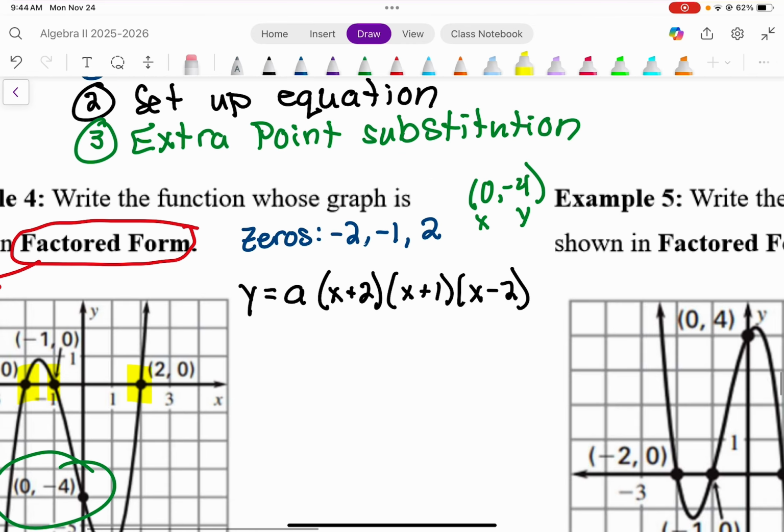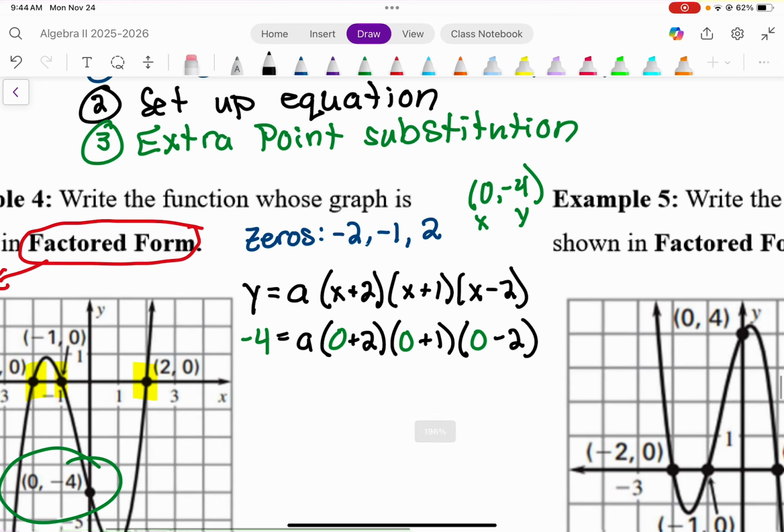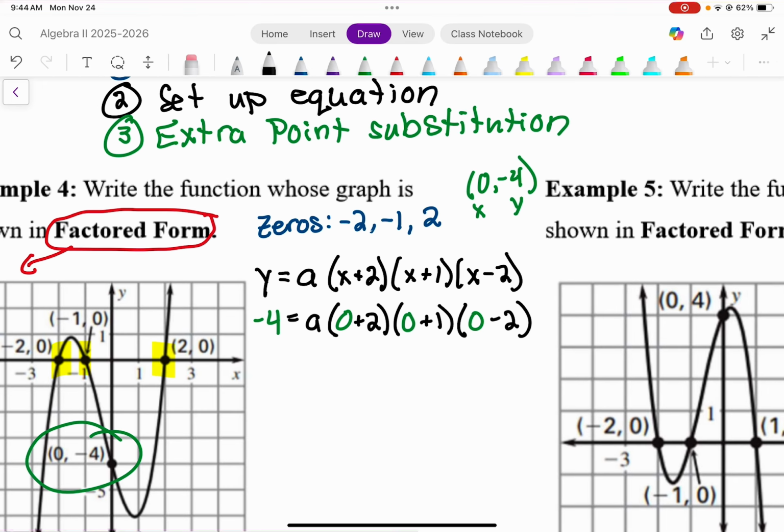All right, so now we can plug this in. So for x, we're going to put 0, y, we're going to put -4. So we have -4 equals, we don't know what a is, and then our x, we're plugging in 0. All right, once you plug in that extra point, you are going to solve for a.